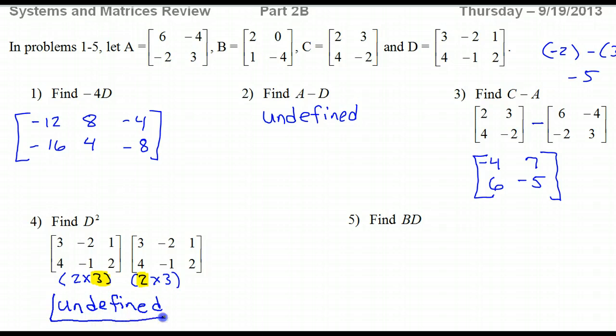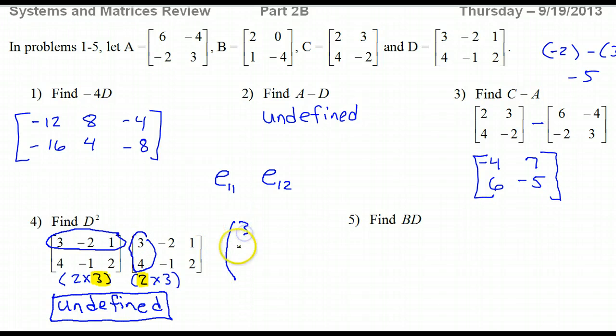Once again, please note that we do not just do 3 times 3 and -2 times -2 and 1 times 1 and so on. If we were going to multiply D times D, we would have to do the whole thing with elements, right? For element 1,1 it would be the first row times the first column. But there's no way you can take a row like 3, -2, 1 and multiply it by a column, 3, 4. There's nothing to multiply the 1 by. It doesn't match up. This row and this column have to be the same length. So that is undefined.